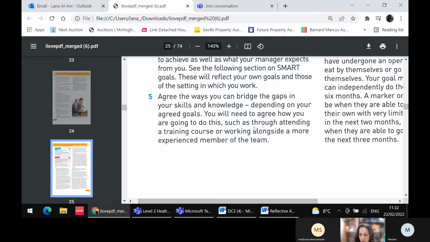You say, by the end of the month, I need to learn safeguarding, I need to learn first aid, because one of the clients always has epilepsy or certain seizures, and I need to take care of them. So you need, for example, a first aider, or maybe there is no one in the care home with first aider training, then one of you would have to get it. So you agree with your manager about how to bridge this gap, about your skills and knowledge, depending on your agreed goals with your manager.